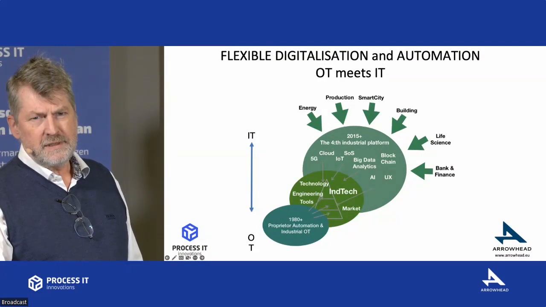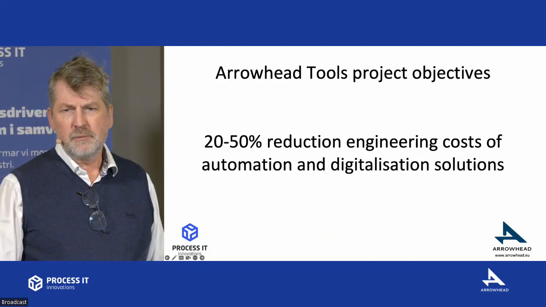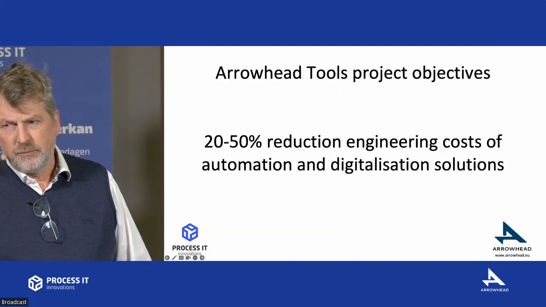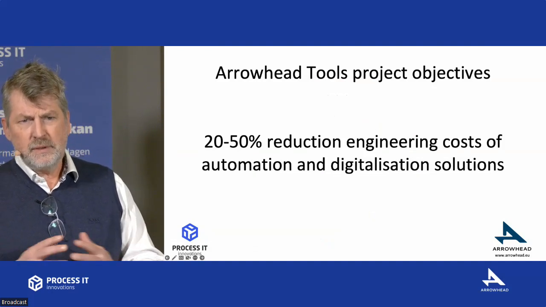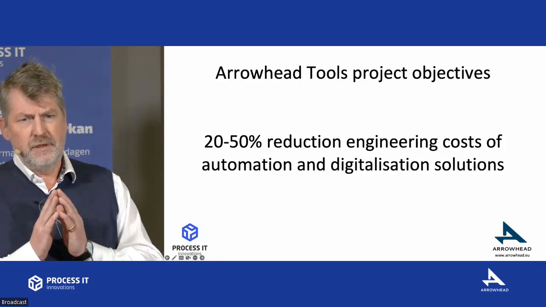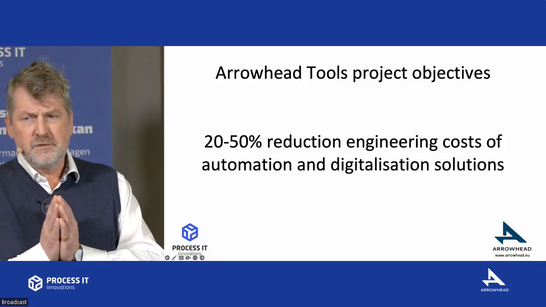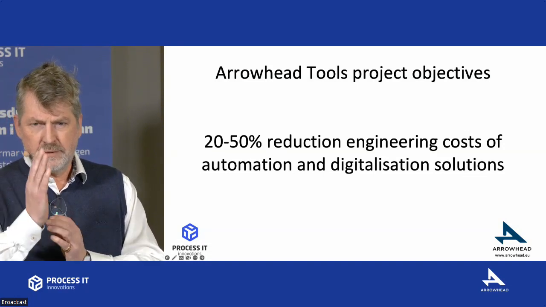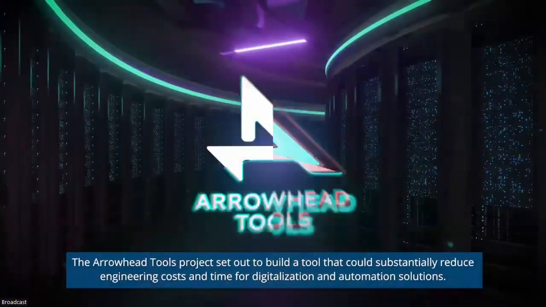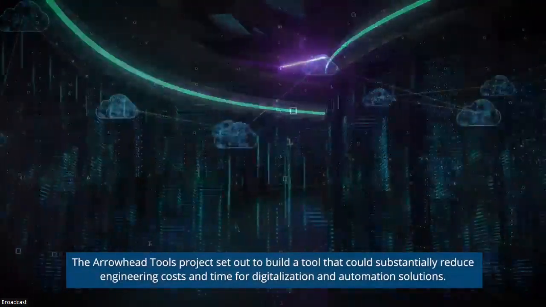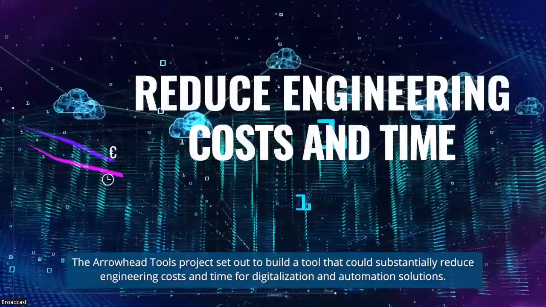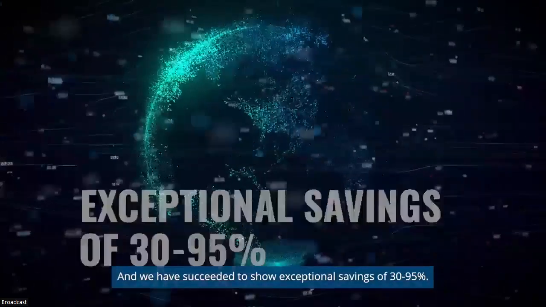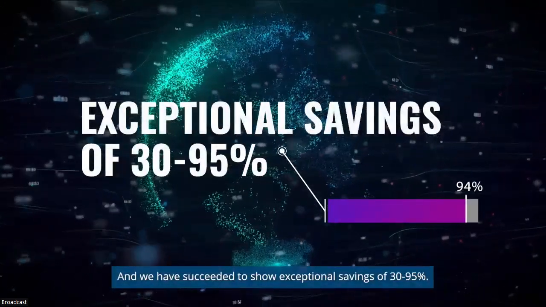We've been running a few projects. The latest project is named Arrowhead Tools. And we set out with some very interesting objectives. We said that we are aiming to reduce the cost of engineering for automation and digitalization solutions by 20 to 50%. And here are the results. The Arrowhead Tools project set out to build a tool that could substantially reduce engineering costs and time for digitalization and automation solutions. And we have succeeded in showing exceptional savings of 30 to 95%.